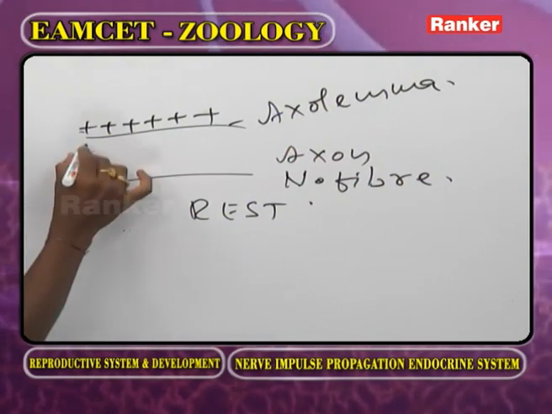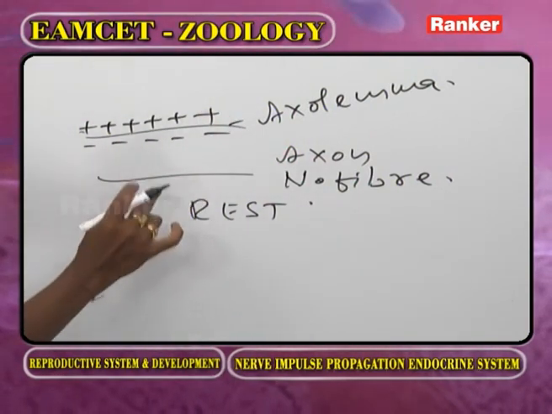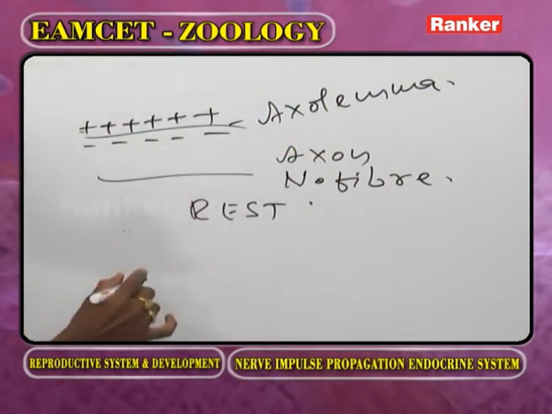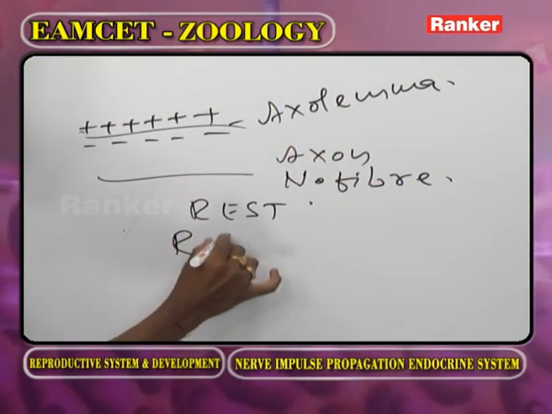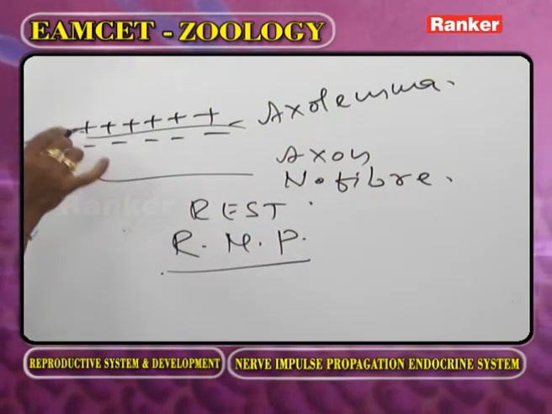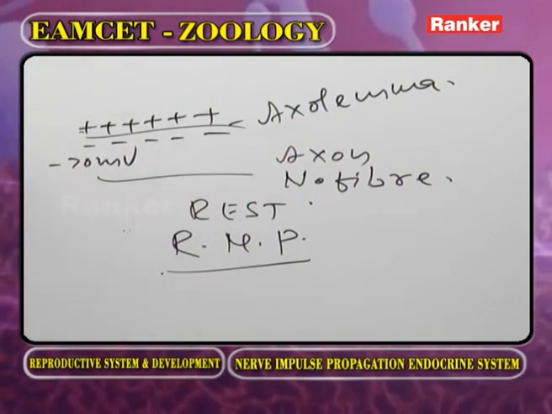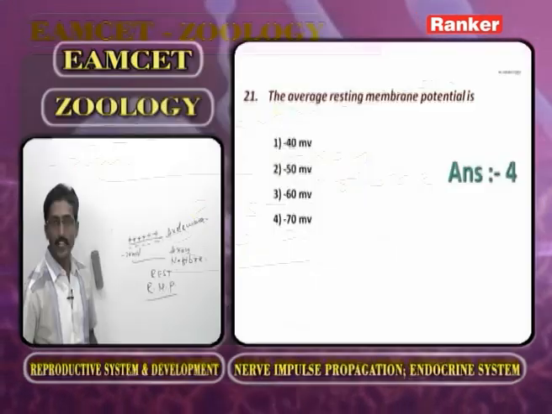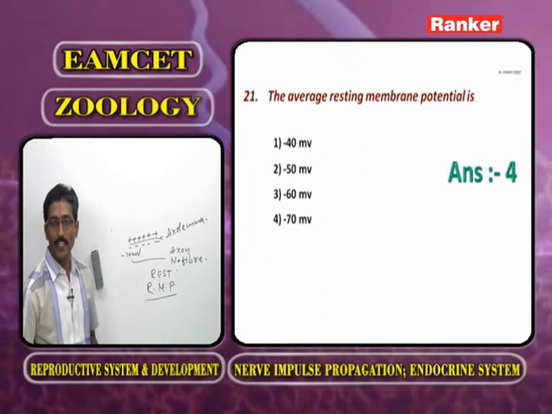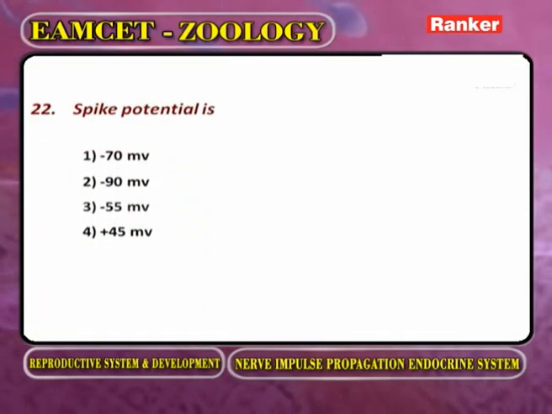Positive charge. Inside, what charge is present? Negative. So at rest, the potential we call the resting membrane potential. What is the resting membrane potential at rest? That is minus 70 millivolts. Now here the answer is minus 70 millivolts. Now we go for the next question.